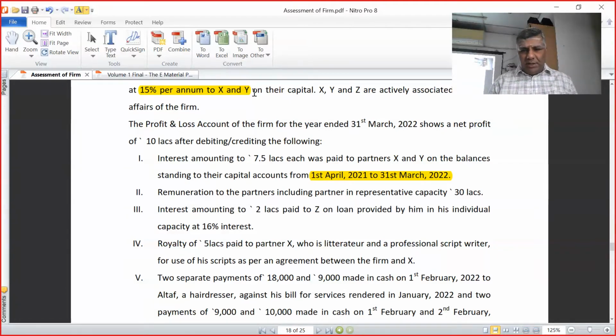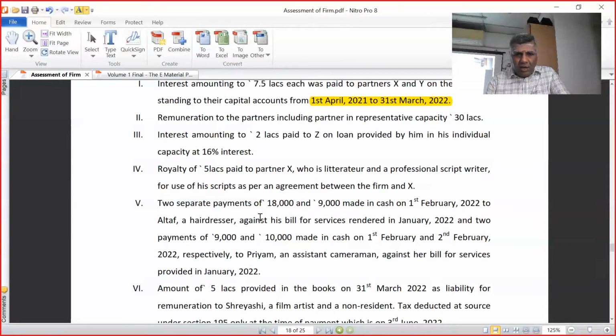Remuneration to the partner, 30 lakhs. Interest amounting to 2 lakhs paid to Z on loan provided by him in his individual capacity at 16%. Royalty of 5 lakhs paid to partner X, who is a literature and a professional script writer, for use of his script as per an agreement between the firm and X. 48.2. That is, they say that it is coming under 48.2 provision.